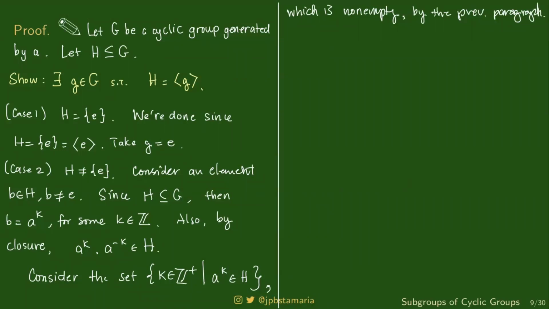Ngayon, if I have a non-empty set of positive integers, what does it have? Pag meron akong sangkaterbang mga positive integers, ang sure na meron siyang pinakamaliit. Anong tawag sa property na yon? Any non-empty set of positive integers has a least element.